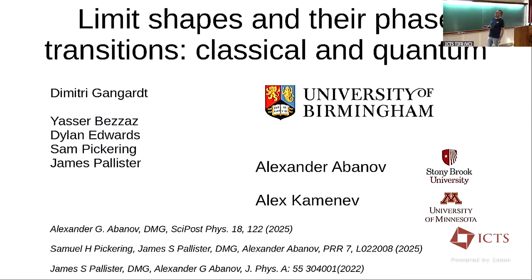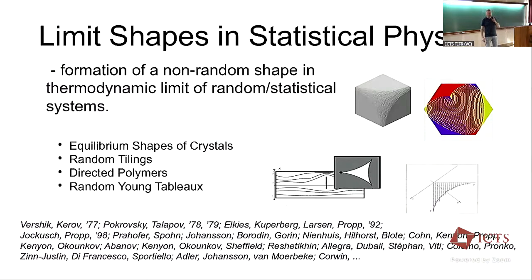So, limit shapes. I give a very informal definition. It's a formation of a non-random shape in a thermodynamic limit of a random statistical system, characterized by sharp boundaries. There are plenty of examples of such systems in statistical physics, like equilibrium shapes of crystals, random tiling, directed polymers, and on the more mathematical side, random Young tableaux, which appear in the presentation of large groups.